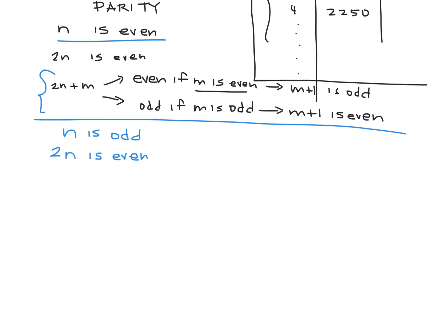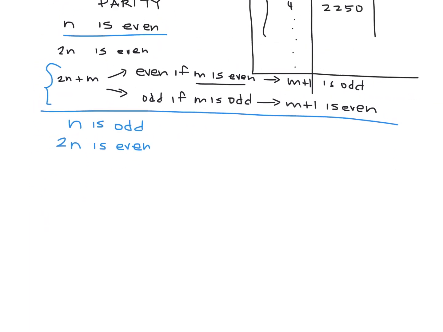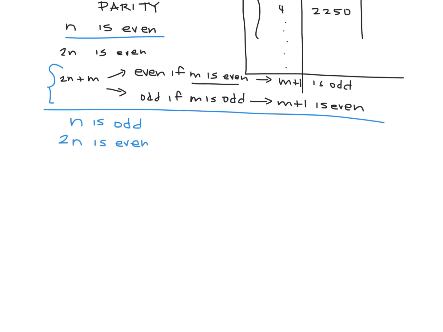So what that means is these two guys up here, m plus 1 and 2n plus m, have limited scenarios based on parity. You notice that if n is even, and we went through this whole scenario, we got this result right here. And that basically said that if 2n is even, m plus 1 is odd. If 2n plus m is odd, m plus 1 is even.